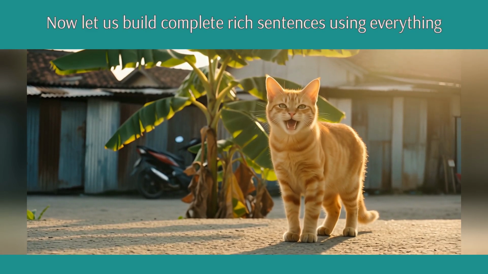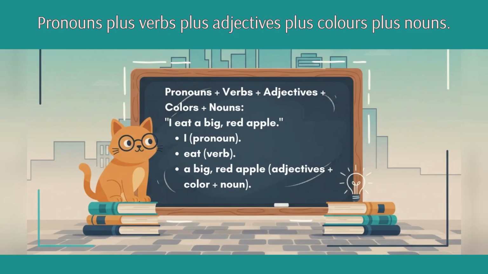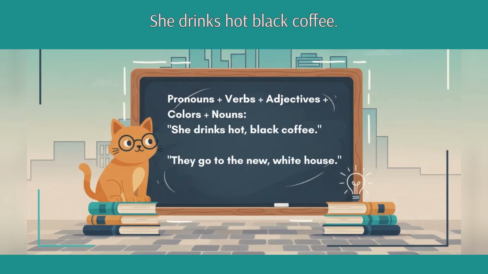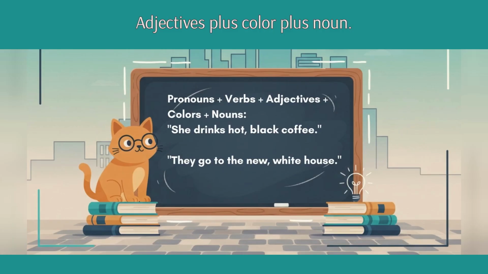Excellent. Now let us build complete, rich sentences using everything you have learned. Pronouns plus verbs plus adjectives plus colors plus nouns. I eat a big red apple. I, pronoun; eat, verb; a big red apple, adjectives plus color plus noun. She drinks hot, black coffee. She, pronoun; drinks, verb; hot, black coffee, adjectives plus color plus noun.